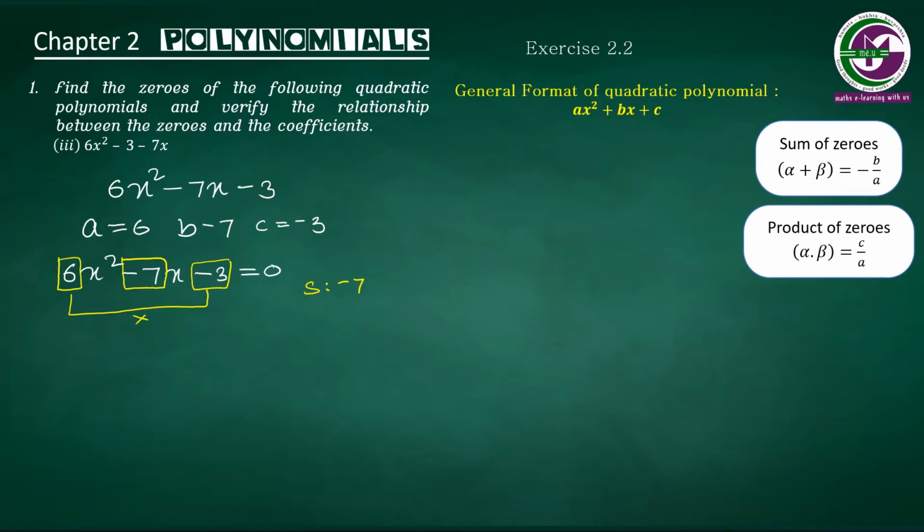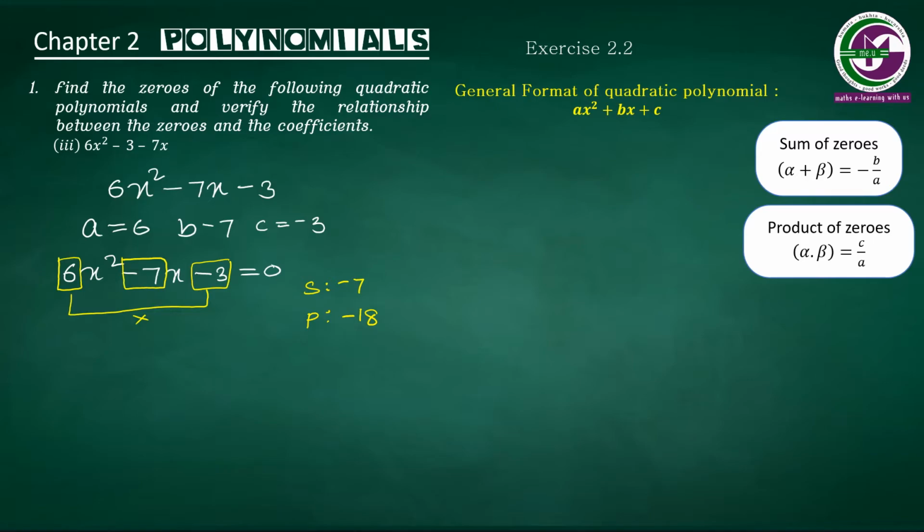So 6 times minus 3 is minus 18. So the product is minus 18. So you need to get two numbers such that the product is negative 18 and the sum is negative 7. The product is negative, which means one of the numbers is negative and one is positive.